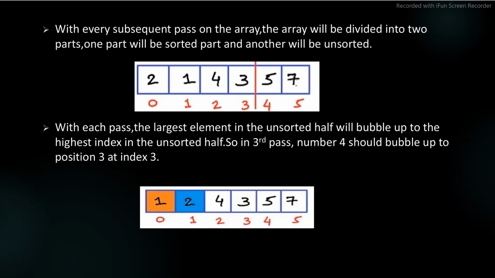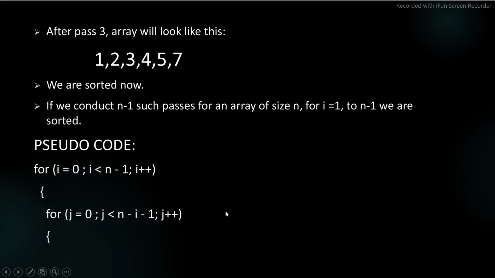With every subsequent pass, the array will be divided into two parts. One part will be sorted and the other will be unsorted. As we can see, up to 3 the part is unsorted, and from 4 and 5 it is sorted. With each pass, the largest element in the unsorted half will bubble up to the highest index in the unsorted half. So in the third pass, number 4 should bubble up to index 3. After pass 3, our final array will look like this: 1, 2, 3, 4, 5 and 7. We can see that it is now sorted in ascending order.